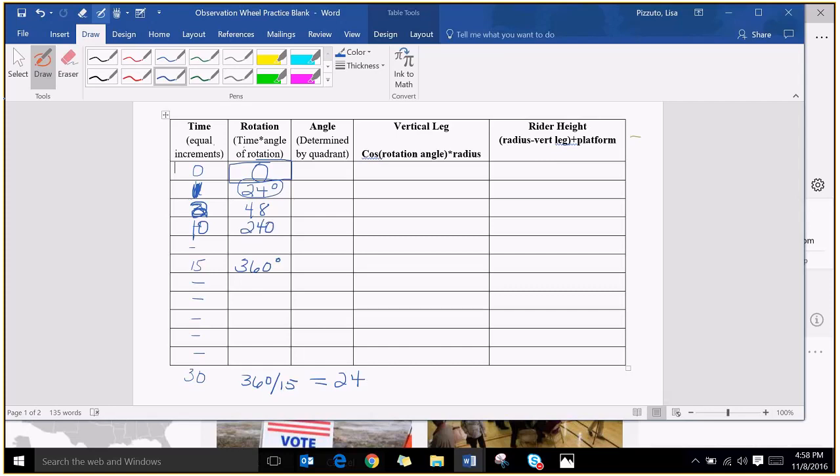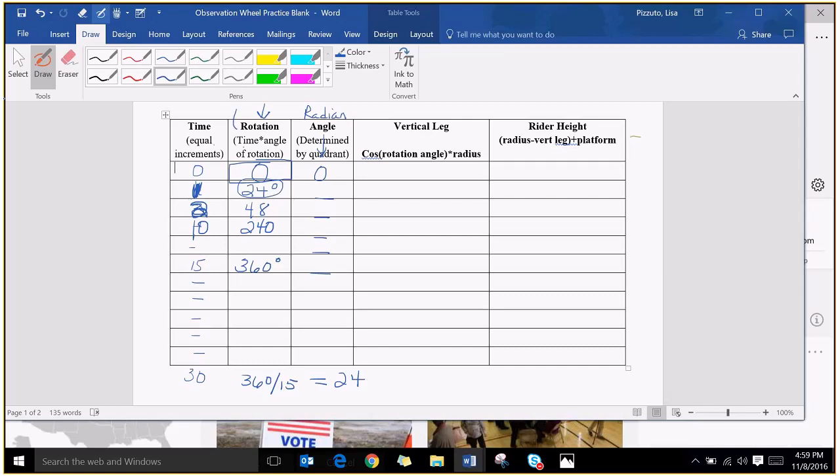Okay. Now, here it says the angle determined by the quadrant. All you're doing here is converting it to radians, which the video shows you how to do. I'll go over this with you in a second. But do you understand how I'm getting this column here first, the time?